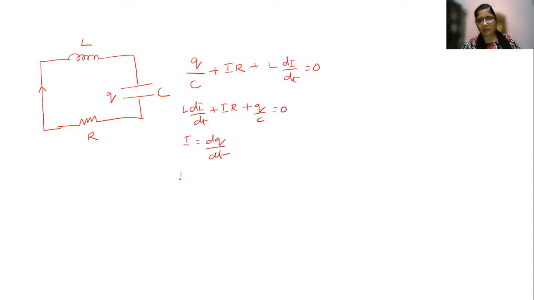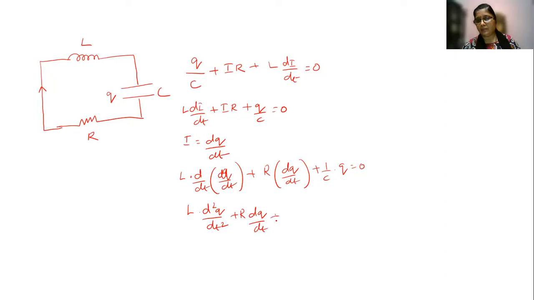So how could I modify this equation? L d by dt of dq by dt, which is I. This is di by dt, plus r dq by dt plus 1 by c into q is equal to 0. Or you could again write this as L d square q by dt square plus r dq by dt plus 1 by c into q is equal to 0. This is equation 2. Now let me write equation 1 here. Equation 1 was m d square y by dt square plus b dy by dt plus ky is equal to 0. Am I right?